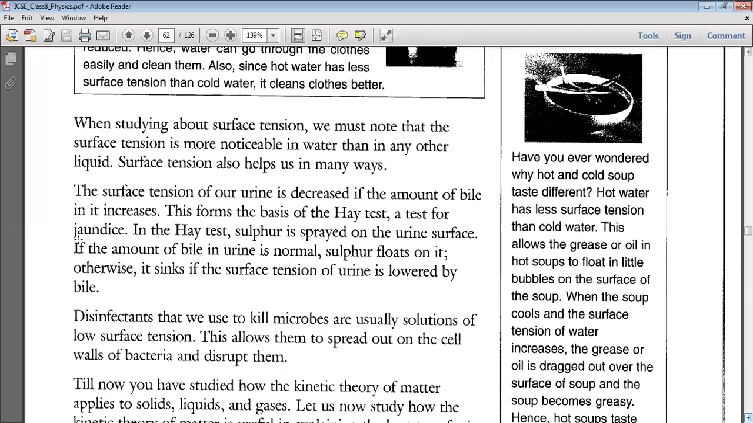How? Let us understand. The surface tension of our urine is decreased if the amount of bile in it increases. So if the bile in our urine increases, surface tension will decrease. Why? Because certain impurity is coming into the water. So this forms the basis of the Hay test, which is a test in jaundice, just to indicate whether we are having bile juice in it or not. So in the Hay test, sulfur is sprayed on the urine surface. If the amount of bile in urine is normal, sulfur actually floats on it. Otherwise, it sinks if the surface tension of urine is lowered by the bile. Okay.